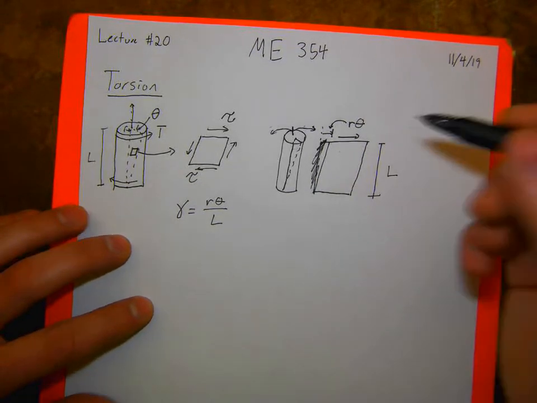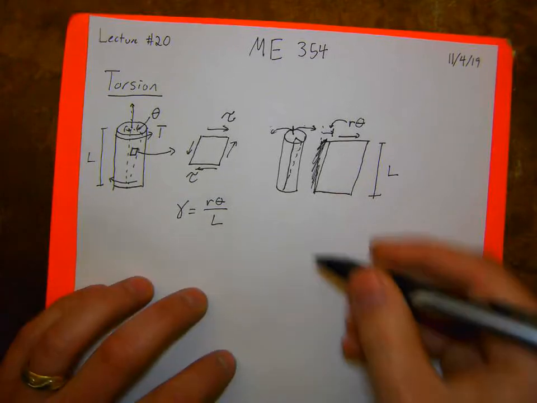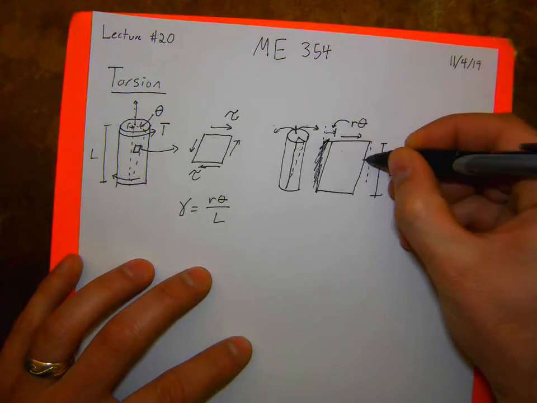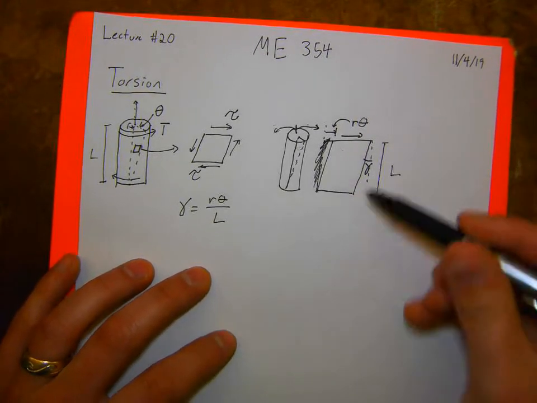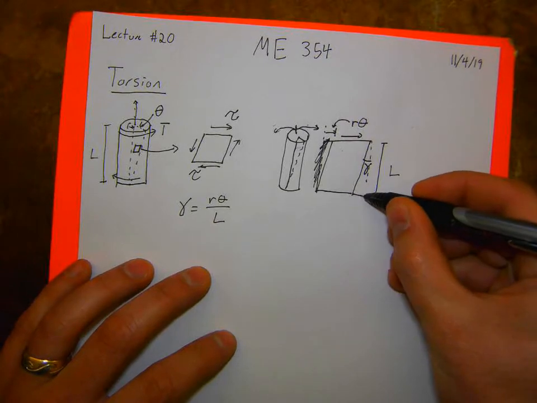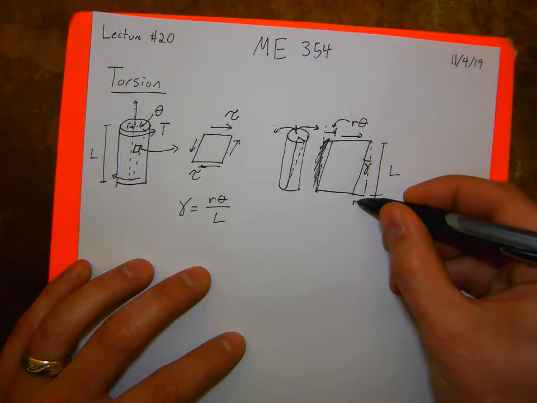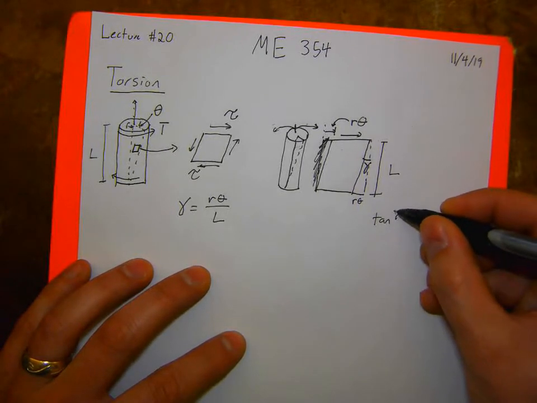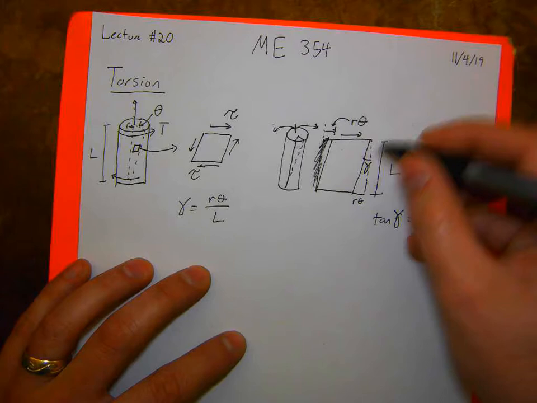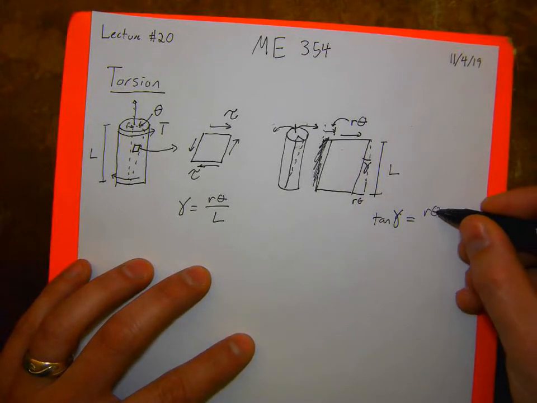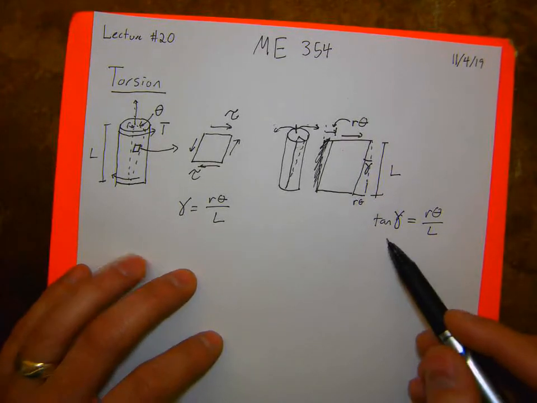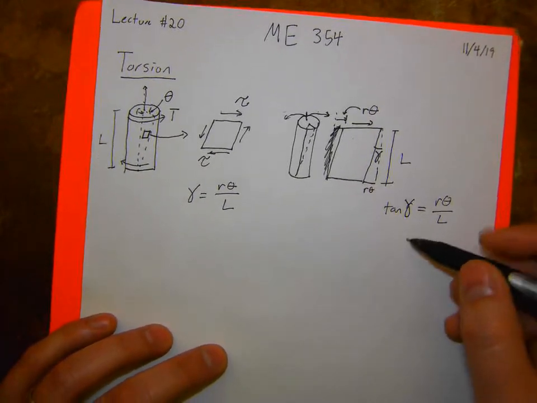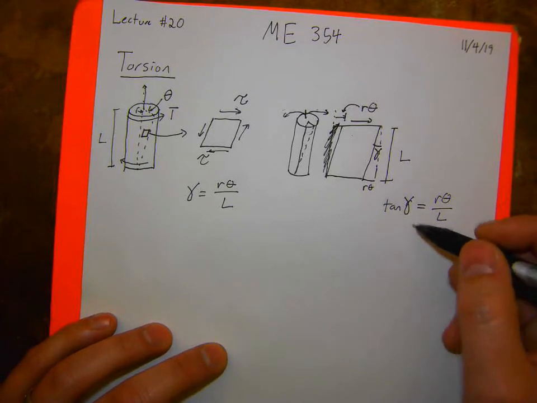Let's draw it this way and make a gamma there. So really if I was looking at this, I would be drawing a triangle, some r theta, some L there, and my tangent of gamma would be equal to opposite over adjacent, so r theta over L. But then because I'm assuming this is in a small strain regime, I'm gonna take that tan of gamma is approximately equal to gamma in my small strain limit, and then I just have gamma equals r theta over L.